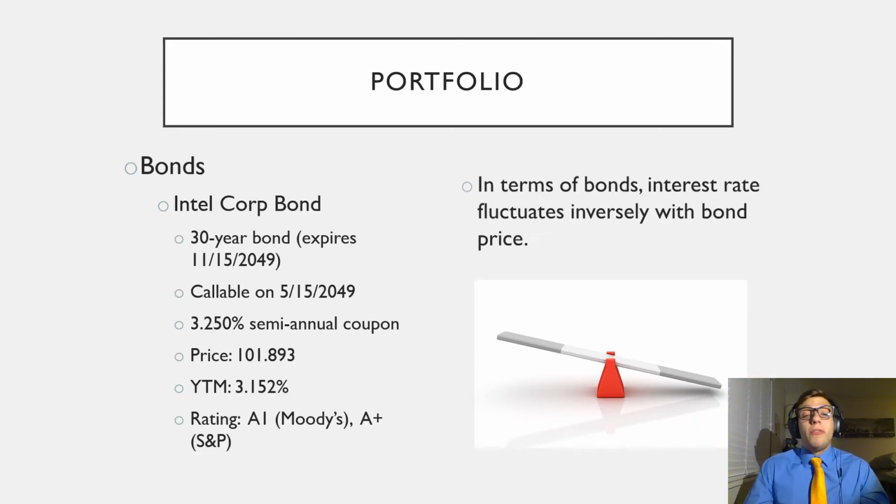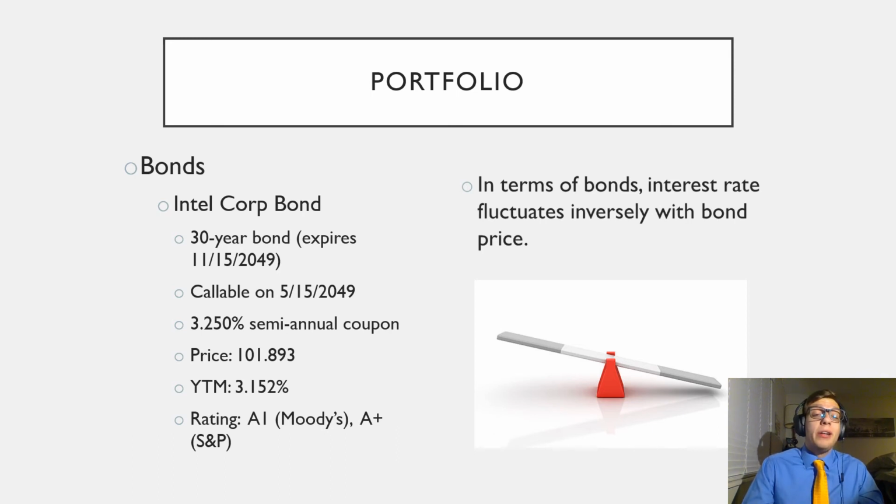In addition, we will find an Intel corporate bond. This is also a 30-year bond expiring in our target year of 2049. This bond is callable in the month of May of 2049. This bond's coupon rate, on the other hand, is 3.250%. Obviously, again, greater than that federal funds rate of 1.75%. The total yield to maturity of this bond is 3.152%. And so it gives us an annual coupon payment of about $16, just about there, twice every year.